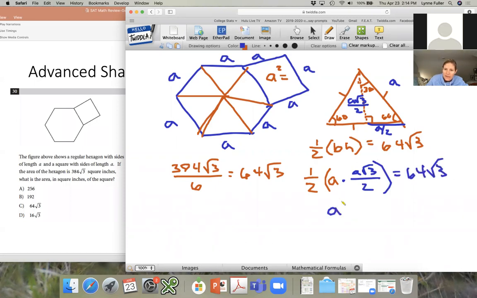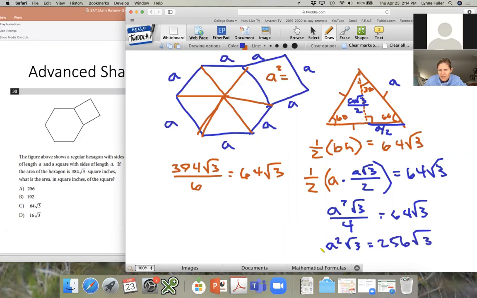Okay, so I get A squared √3 over 4 equals 64√3. And then 64 times 4 is 256. So A squared √3 equals 256√3. And let's get rid of the √3s. I'm left with A squared, which is what I'm trying to find, which is 256. So my answer would be A.